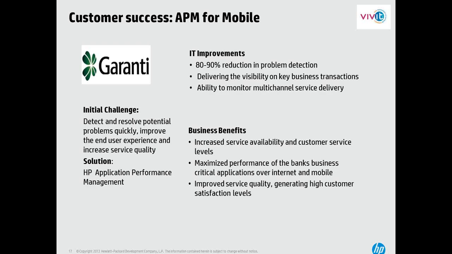An example of the solution in production is Garanti Bank. Garanti Bank is one of the largest banks in Turkey, which offers mobile banking service to close to 70 to 80% of their subscribers, the banking customers. They use the solution to understand the issues that are being faced by the mobile application, and they delivered close to 80 to 90% reduction in problem detection by actually proactively monitoring mobile application services.